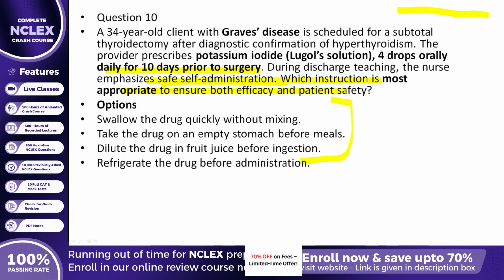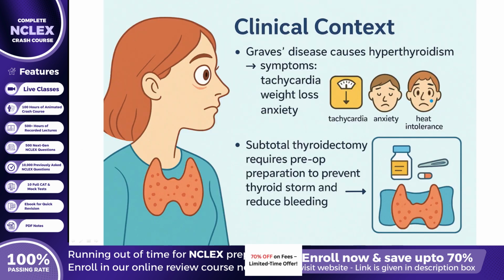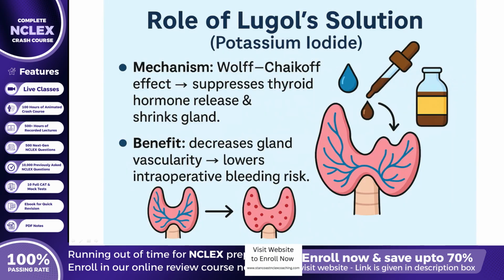Graves' disease is an autoimmune condition that causes hyperthyroidism by stimulating the thyroid gland to overproduce hormones. A subtotal thyroidectomy is chosen when medications alone cannot provide adequate control or when complications threaten the client's safety. In preparation, Lugol's solution is administered to acutely suppress thyroid hormone release and to shrink and devascularize the gland, which reduces the risk of thyroid storm and intraoperative bleeding. So why is option 3 correct?